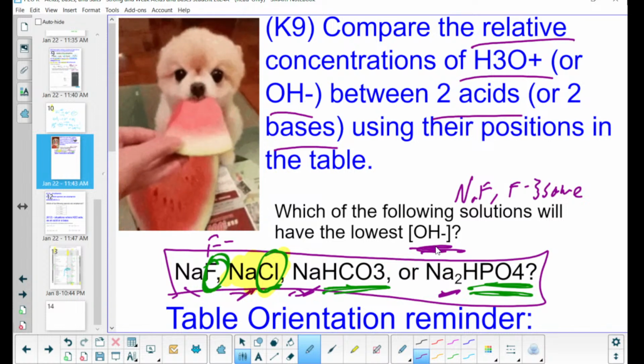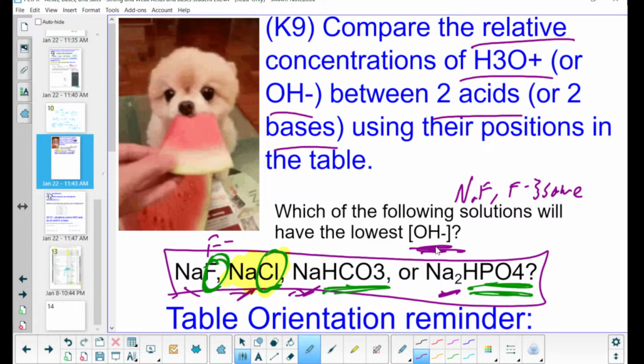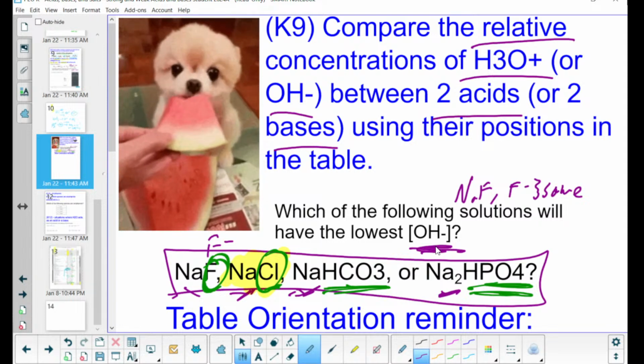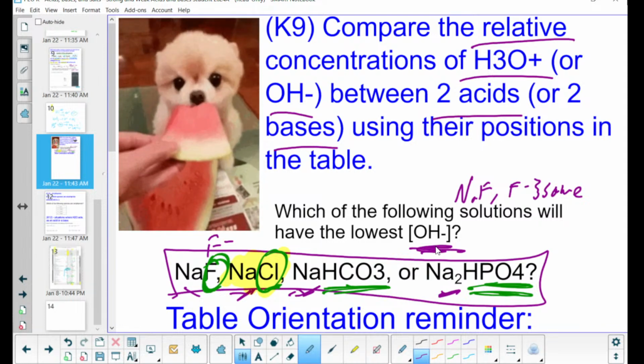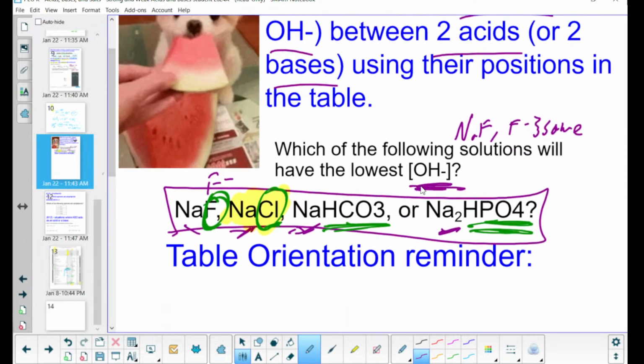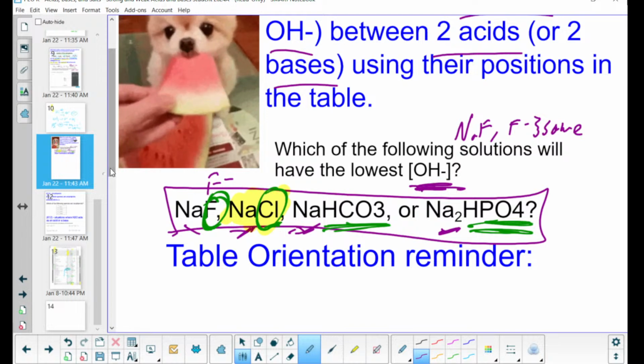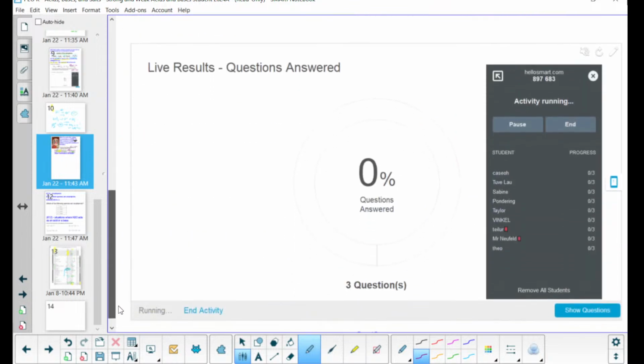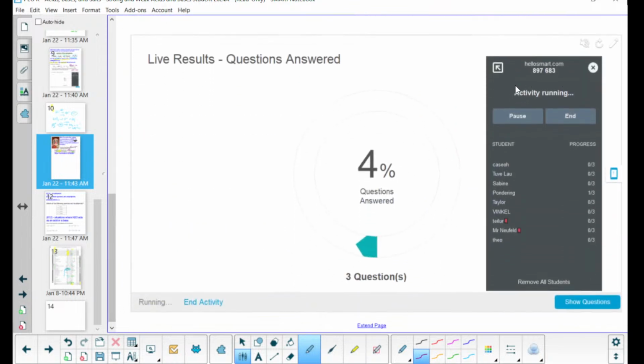So if you want the highest concentration of H3O, you would want the strongest acid. Wait, so the lowest concentration of H3O, you want the strongest acid? No, if you want the highest, you want the strongest; for the lowest, you want the weakest. Okay, go. Now do those.